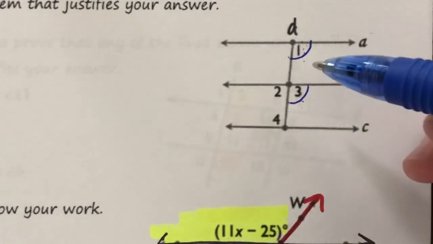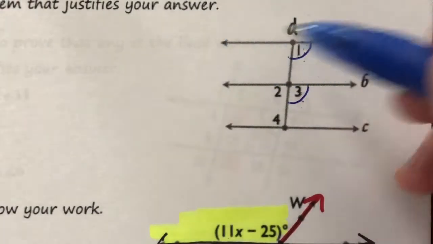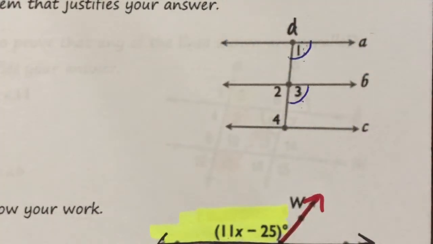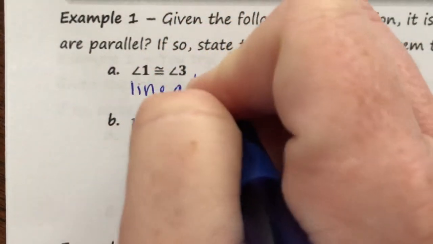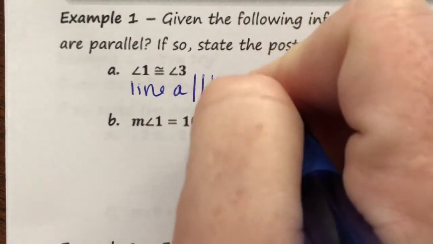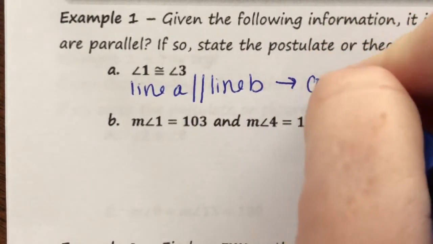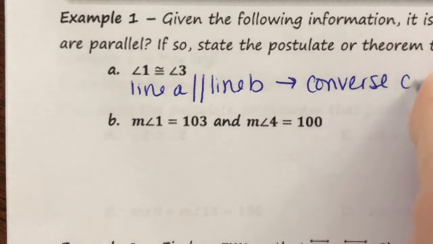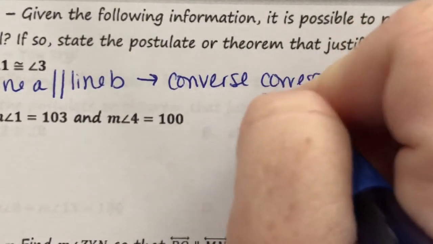So then, backtracking, if we already know these two angles are congruent and they're corresponding, then we know the lines that created them must be parallel. So this is the converse corresponding angles postulate. So we can say, yes, line A is parallel to line B. And the rule that we used was the converse corresponding angles postulate.